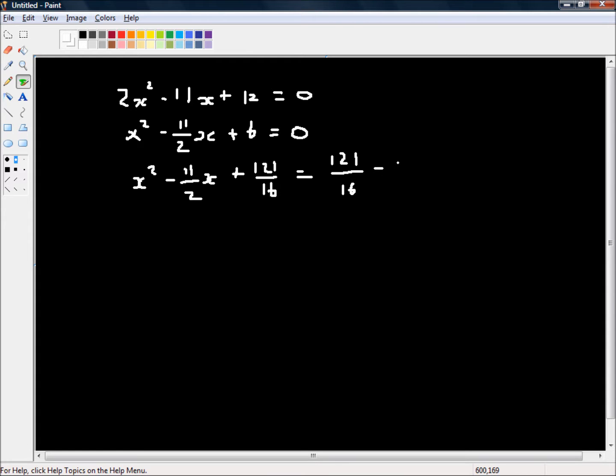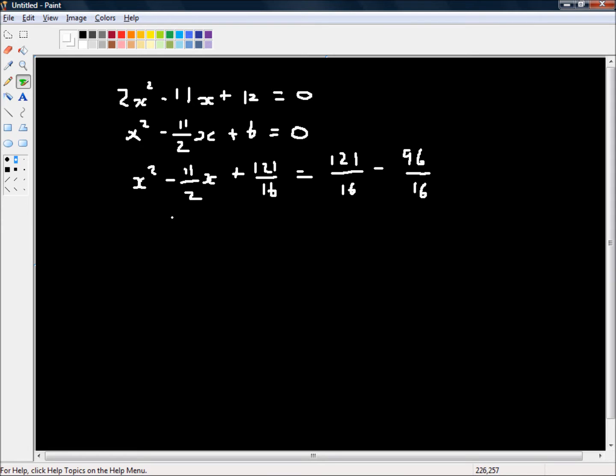But instead of saying minus 6, I want to make it 16 times bigger and put that over 16 so it's compatible with the 121 over 16. Well, 6 times 16 is the same as 6 times 10 plus 6 times 6, which is 60 plus 36, or 96. So that's 96 over 16.